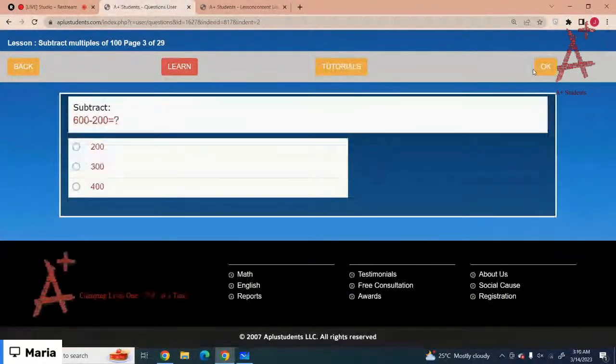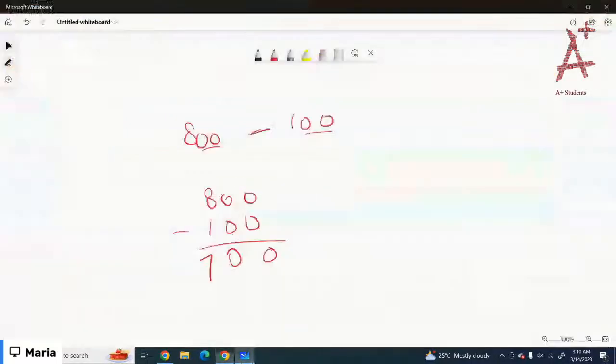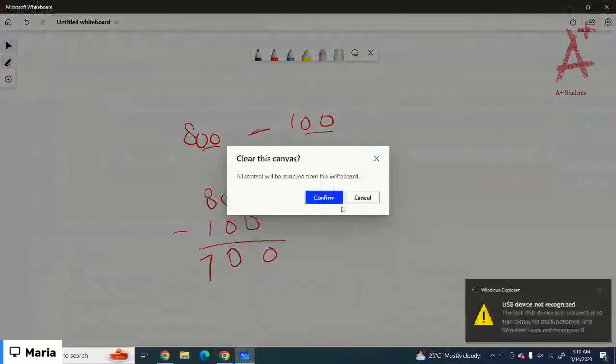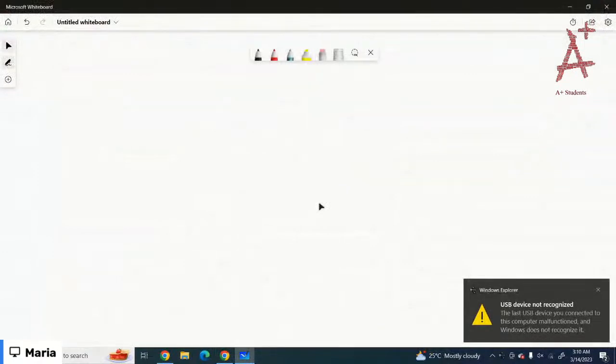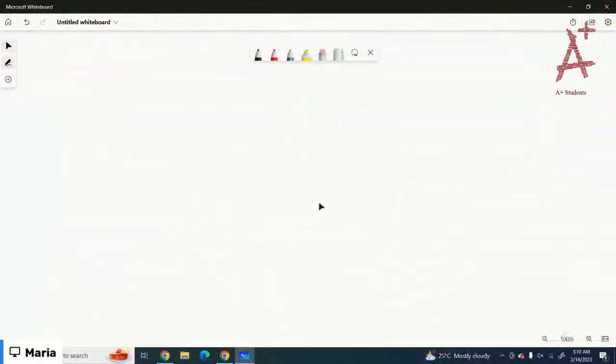Okay, the next one is 600 minus 200. Both the numbers have two zeros, the same number of zeros. So that means subtracting them is easy. So you have to do 600 minus 200. They both have two zeros. So let's just write them down one above the other. It would be 600 minus 200.